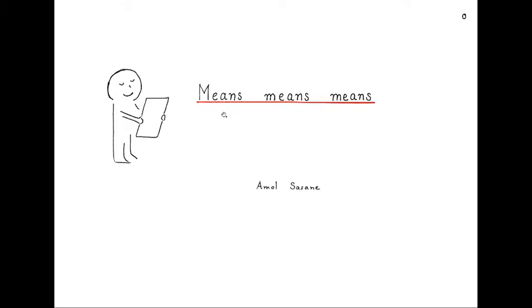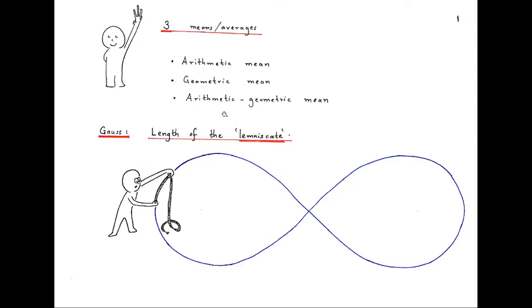The title of this talk is Means, Means, Means, and in this talk we will discuss three means or averages of two positive numbers. These three means are the arithmetic mean, the geometric mean, and the arithmetic-geometric mean, and the relations of these means with a certain calculation done by the mathematician Gauss in connection with the length of the lemniscate.